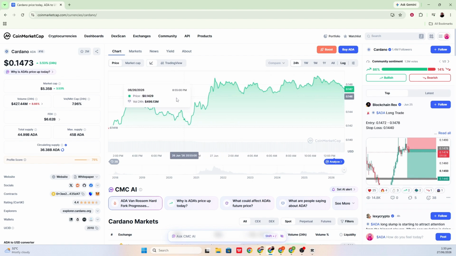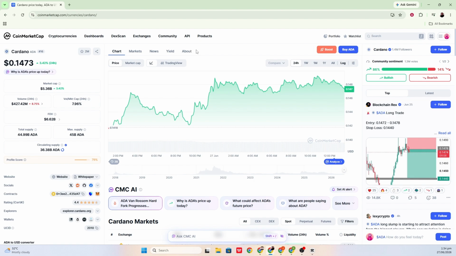Market cap is calculated by multiplying the price of a token by its circulating supply. This helps estimate the total value of a cryptocurrency. For example, multiplying price by circulating supply gives the market cap, while multiplying price by maximum supply gives the fully diluted market cap.